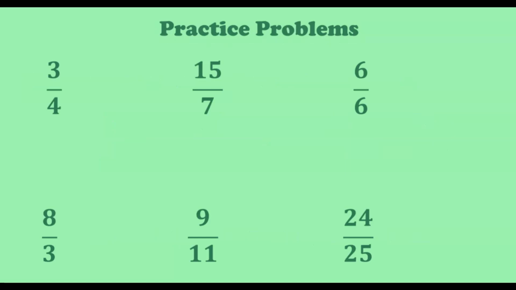Let us determine whether or not each of the given fractions is an improper fraction. Now consider the first fraction. We have 3 over 4. What is the numerator? It is the number on top, that is 3. And what is the denominator? It is the number on the bottom, that is 4. Now note that 3 is less than 4. That means 3 is not greater than or equal to 4. The numerator is not greater than or equal to the denominator. And so, no, this fraction is not an improper fraction.